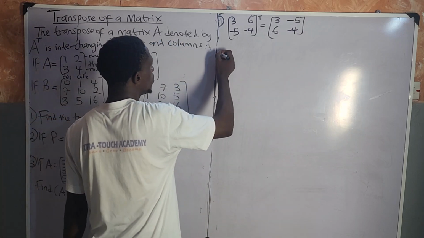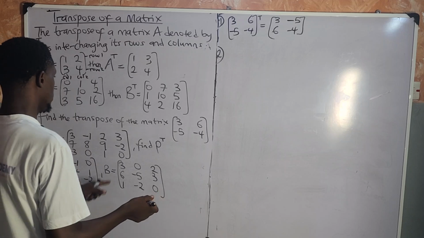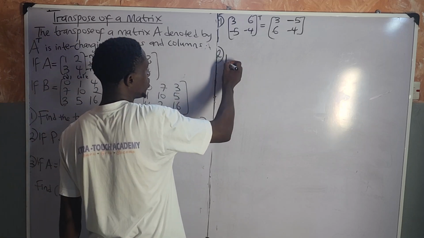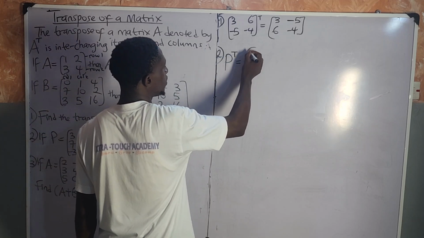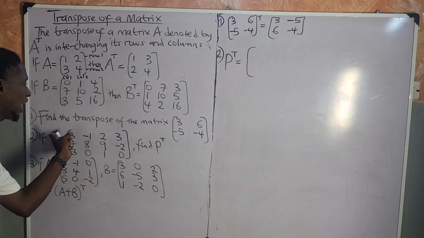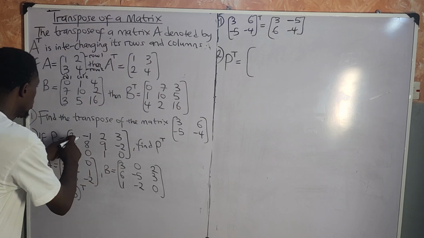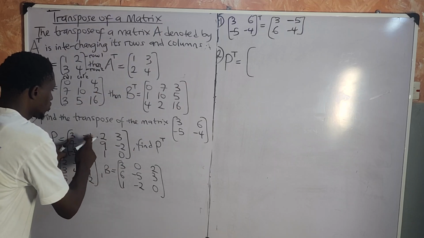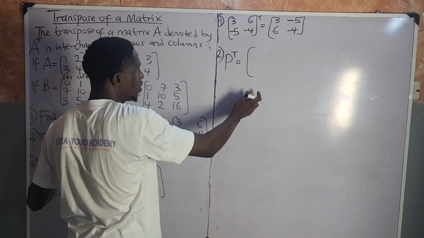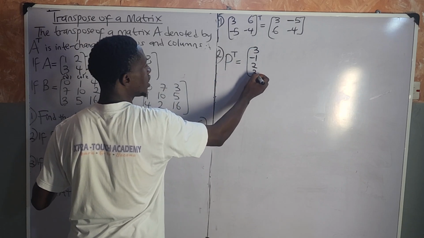We go to number 2. If P is this, find P transpose. So we are looking for the P transpose. What is in row 1? You pick everything in row 1 and put it in column 1. What we have in row 1 is 3, minus 1, 2, and 3. So it's going to come here: 3, minus 1, 2, and 3.